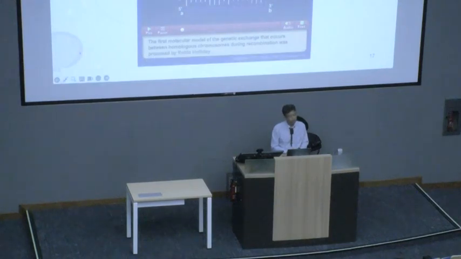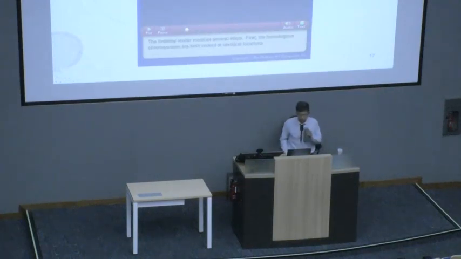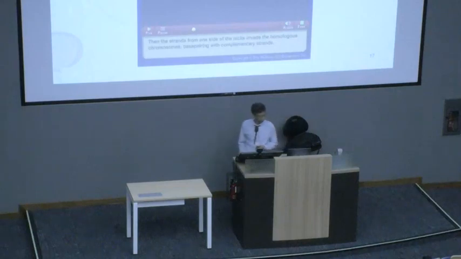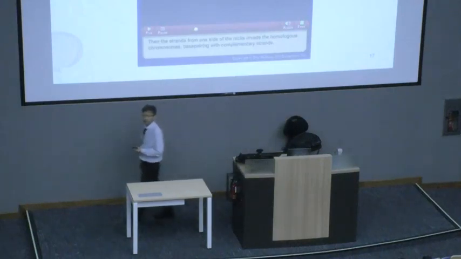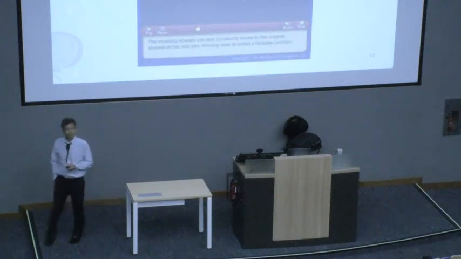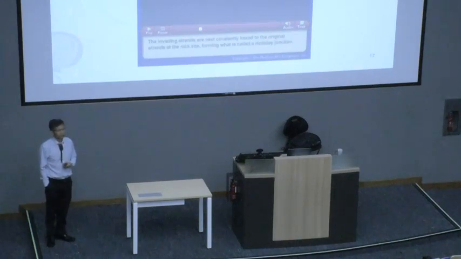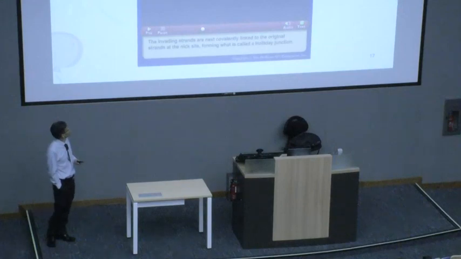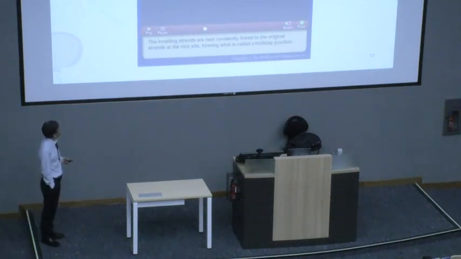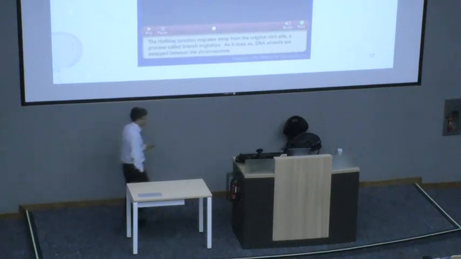Was proposed by Robin Holliday. The Holliday model involves several steps. First, the homologous chromosomes are both nicked at identical locations. Then, the strands from one side of the nicks invade the homologous chromosomes, base pairing with complementary strands. The invading strands are next covalently linked to the original strands at the nick site, forming what is called a Holliday junction. The Holliday junction migrates away from the original nick site, a process called branch migration. As it does so, DNA strands are swapped between the chromosomes.